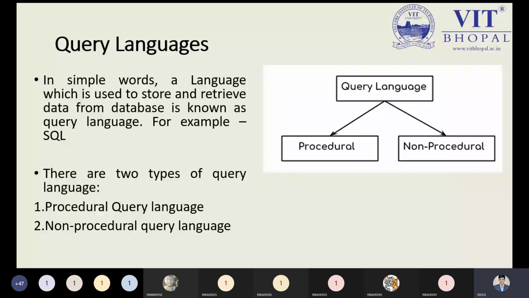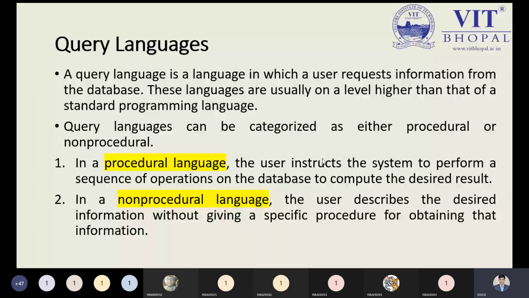So this is the point from where we need to start the sense of the query language. As you can see on the slide, query language is divided into two important parts: procedural and non-procedural. In procedural query language, as we saw in the previous class, the user instructs the system to perform a sequence of operations on the database to compute the result. In non-procedural language, the user describes the desired information, what he or she needs to retrieve or store, without giving the specific procedure for obtaining that information.